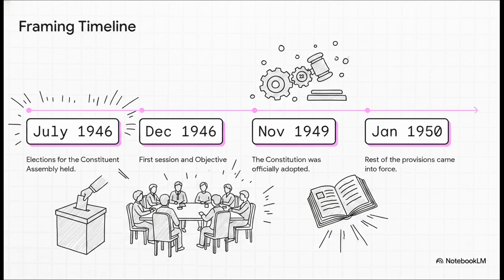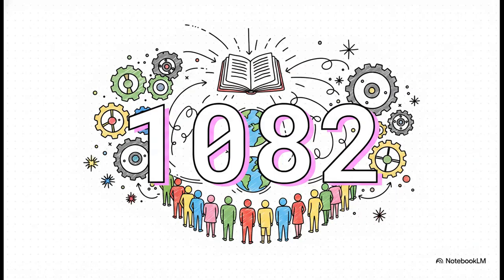They operated through 22 different committees, officially adopted the text on November 26, 1949, and fully commenced it on January 26, 1950. Let's just pause and look at this staggering number. 2 years, 11 months, and 18 days. That is the exact, painstaking amount of time this took. They weren't just casually writing down rules, they were carefully crafting a consensus-based document for literally one of the most diverse populations on the planet.